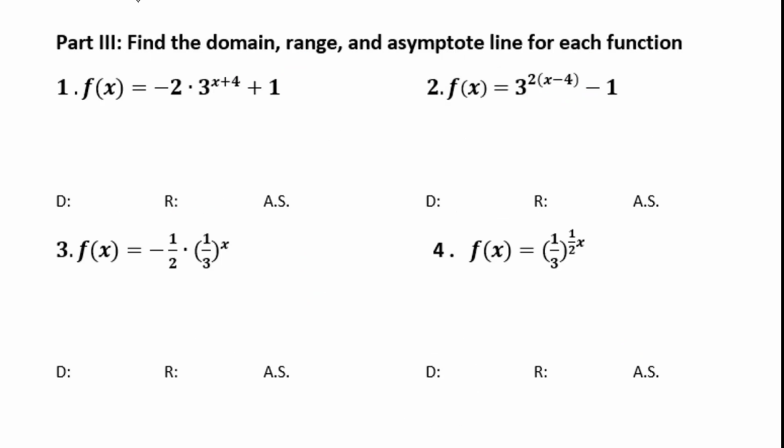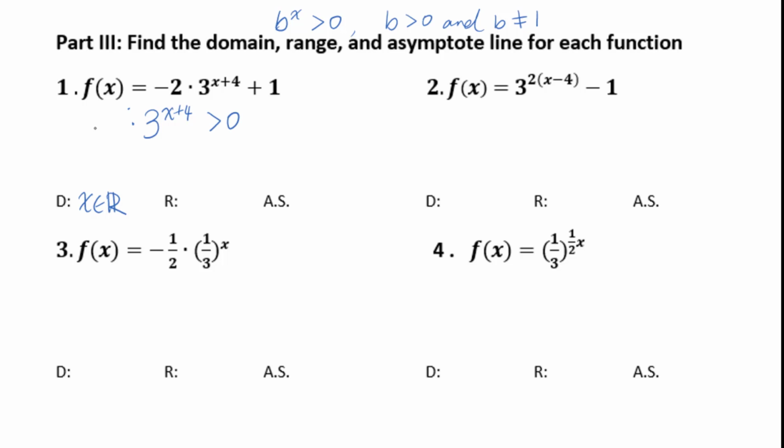Let's go to part 3. Find the domain, range, and the asymptote line for each function. For number 1, f of x equals -2 times 3 to the x plus 4 power plus 1. We know this is the fact b to the x power greater than 0, for b greater than 0 and b not equal to 1. So for number 1, domain is always all real numbers.